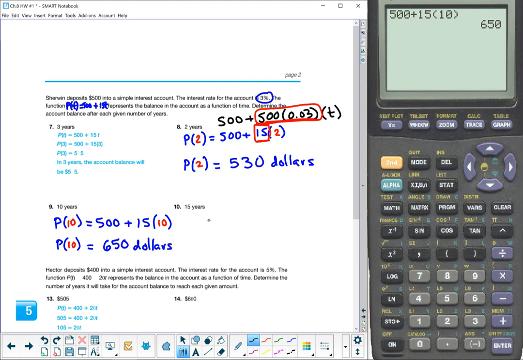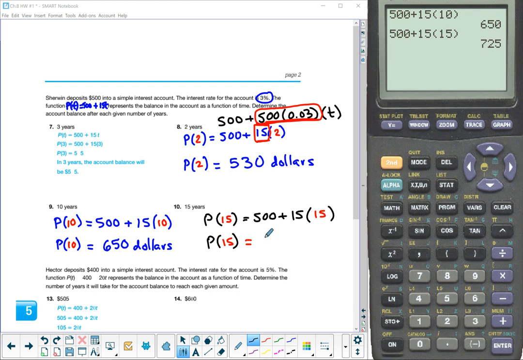Okay, after 15 years, so we're going to go P of 15. This is going to equal 500 plus $15, and we're going to do that for 15 years. So we need P of 15. So 500 plus 15 times 15, 725.